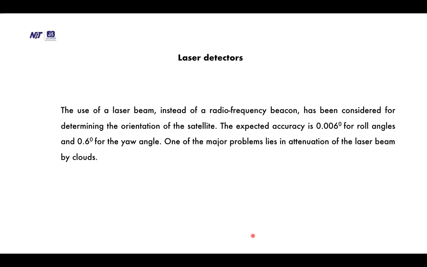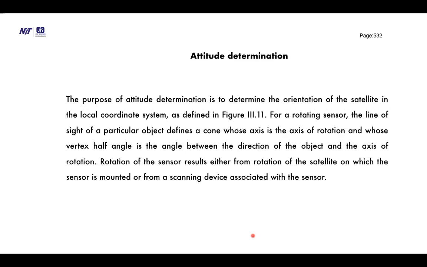Laser detectors. The use of a laser beam instead of a radio frequency beacon has been considered for determining the orientation of the satellite. The expected accuracy is 0.006 degree for roll angles and 0.6 degree for the yaw angle. One of the major problems lies in attenuation of the laser beam by clouds.